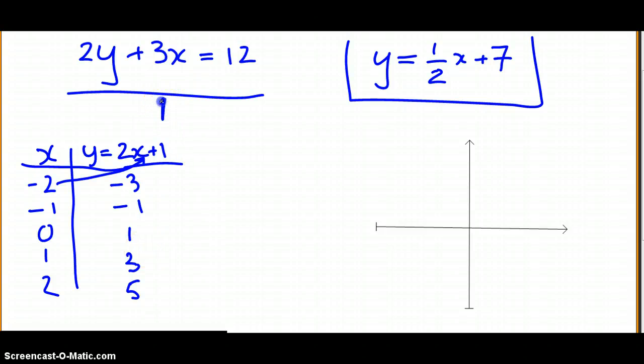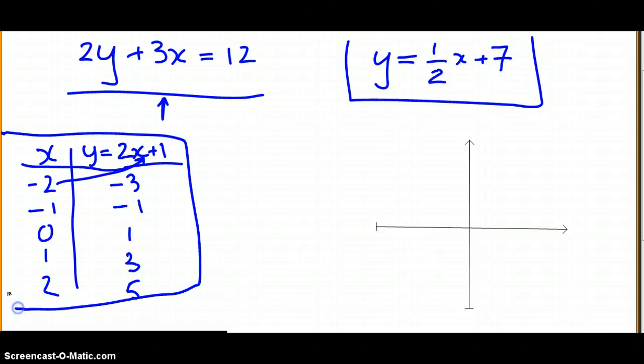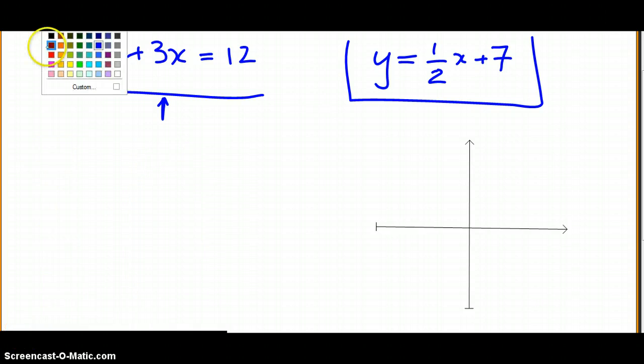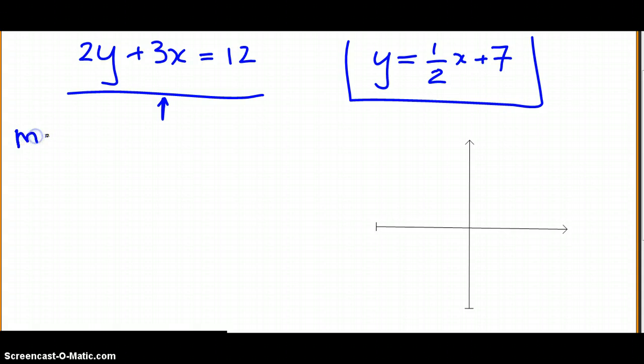Coming back to this different looking equation, we're going to use the same idea, but we're going to use x equal to 0. One coordinate, we'll find the corresponding y coordinate when x is 0, and we're going to work backwards, and we're going to look at what happens to x when y is 0.